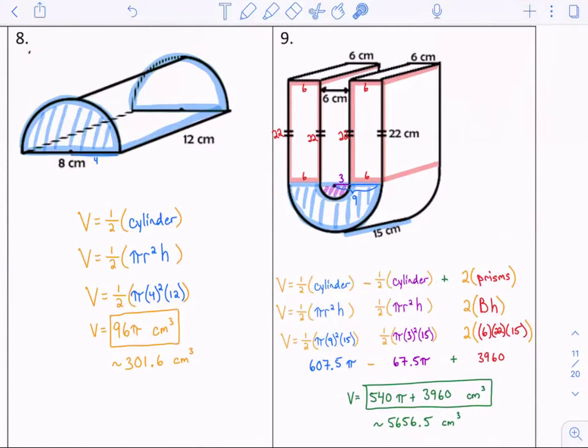Half a cylinder. Here is... Okay. Go ahead, Miss Murphy.